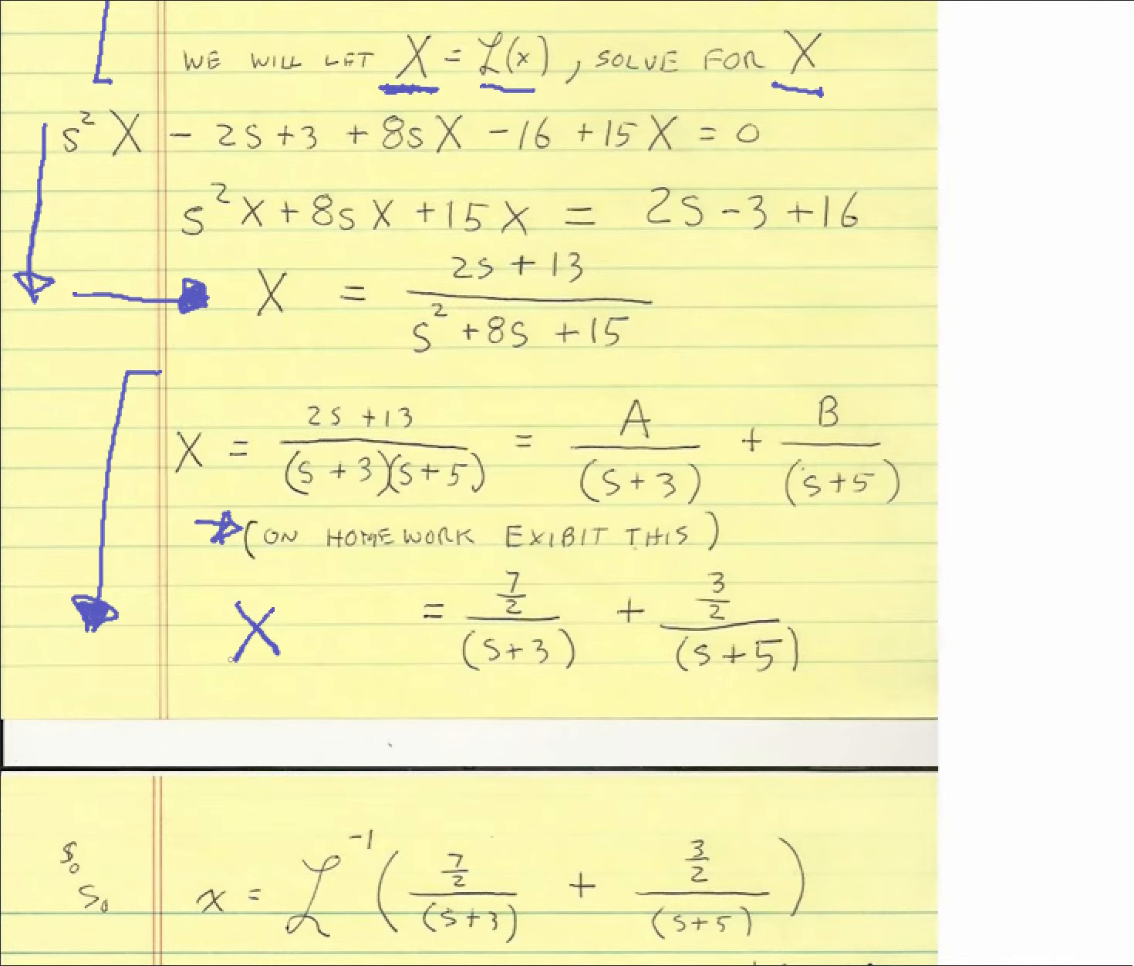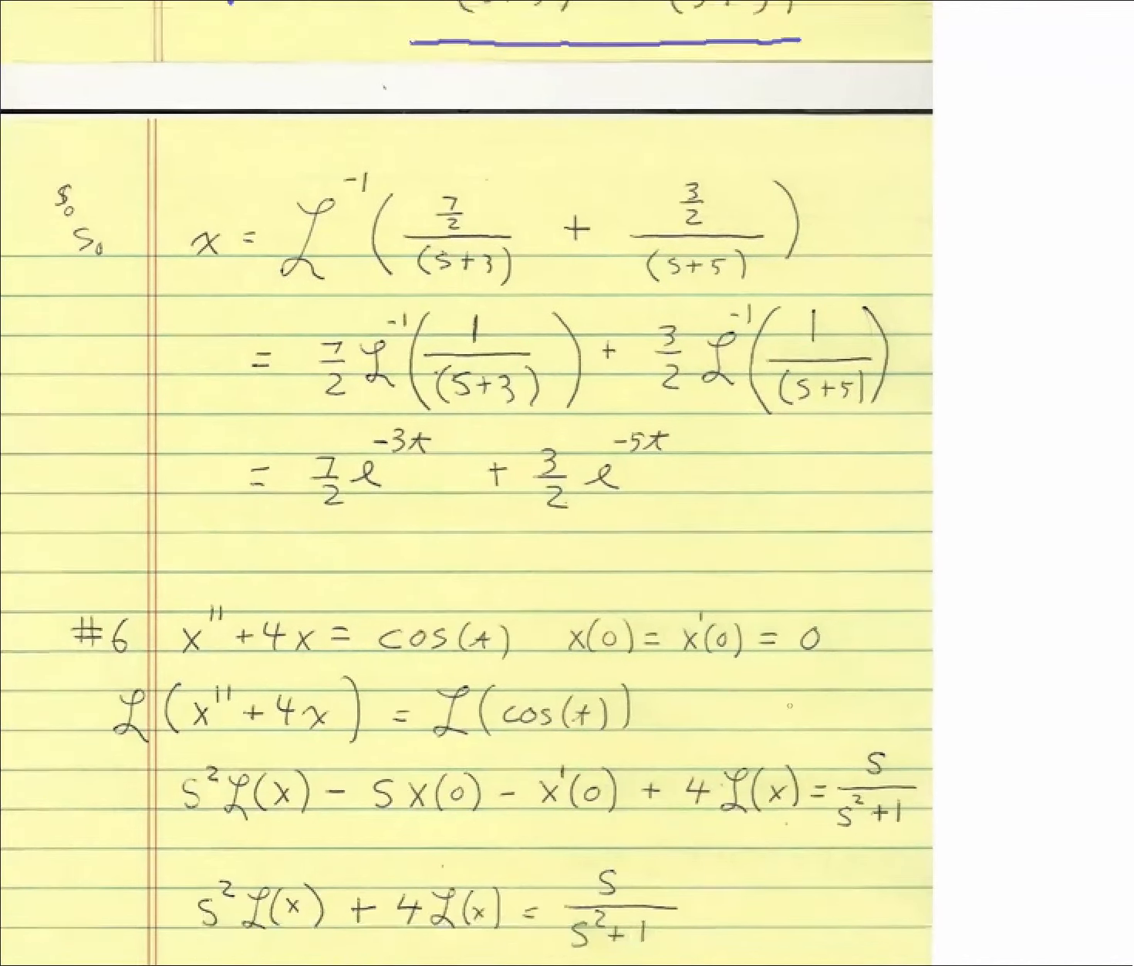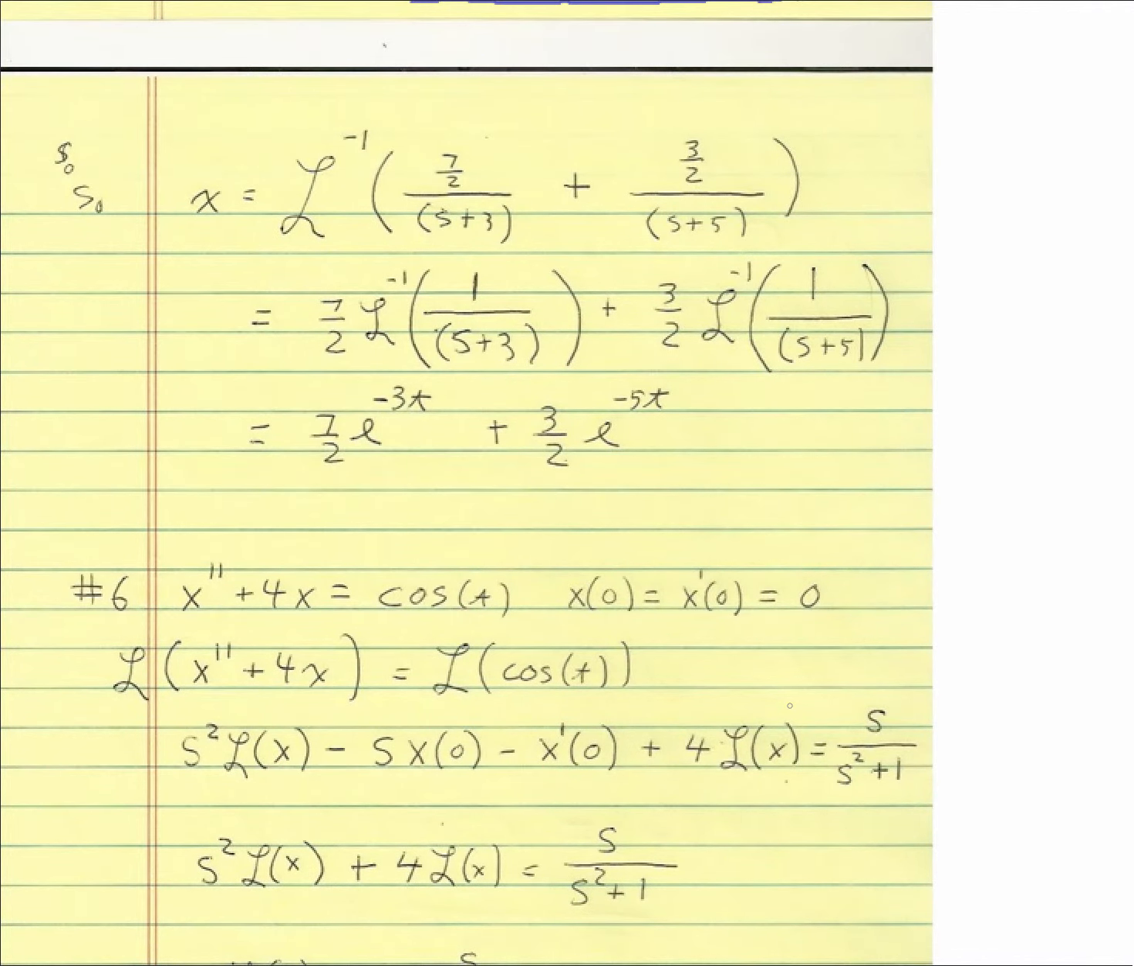The reason for that is that if you look on the right-hand side of this equal sign, these are objects we can actually calculate the inverse Laplace transform of, which will give us small x, and that's what I've done here in the next part.